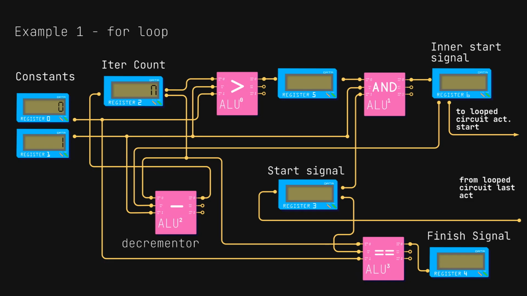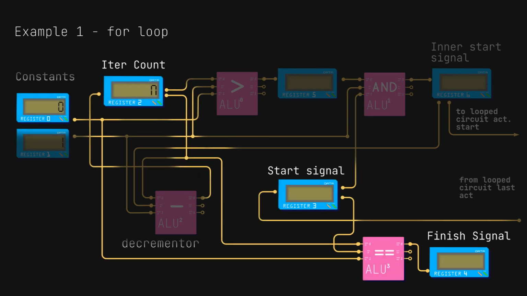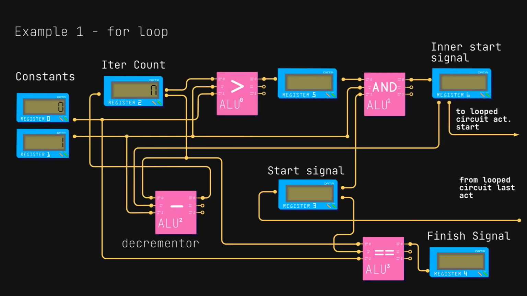In the last step, we need a way to inform the controller that we are finished. Since the finished signal is register 4, the controller will be waiting for it to go high. We set ALU3 as an equals test. It compares register 2 and register 0, is activated by register 3, and will output to register 4. This should be it. That was fun. How about we do another?